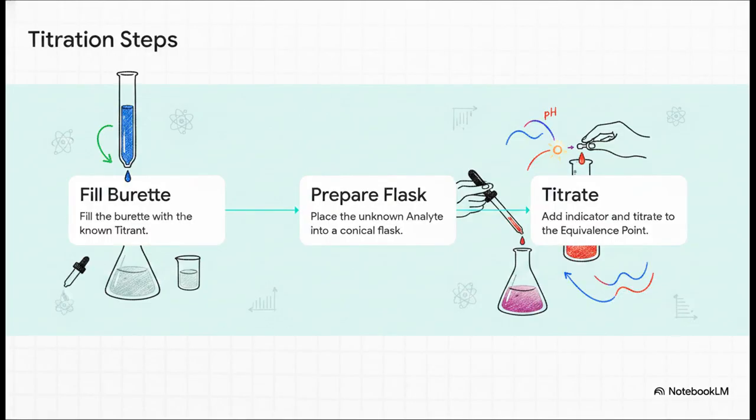The physical setup is pretty standard. You've got the known titrant up in the burette and your unknown analyte down in the flask. The entire goal here is absolute precision. You are carefully chasing that exact, singular drop where the acid perfectly neutralizes the base. That magical moment is called the equivalence point.